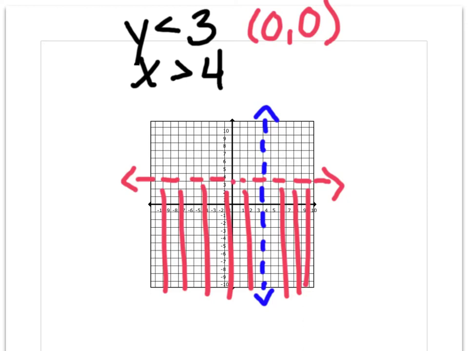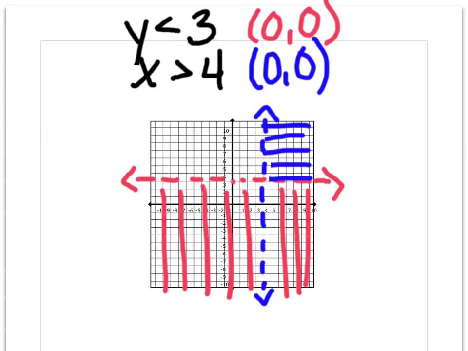And we also need now x is greater than 4. Again, we could use 0, 0. And 0 is not greater than 4, so we don't shade the side that 0, 0 is on. Shade this side. So your answer would be everything that's in black. Okay? Sweet.